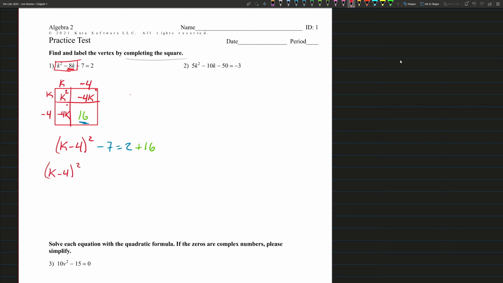2 and 16, that's 18. Negative 7 minus 18. Negative 25. I think that's right. And then this is our equation in vertex form, and our vertex is 4, negative 25. Okay, so that's essentially how you complete the square.